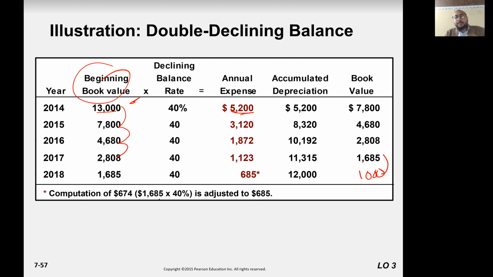All right. The answer is 674. We cannot write 674 here. Why? Because then the salvage value is going to be more than 1,000. So we write down 1,000. The last depreciation value is going to be the plug figure. That's it.